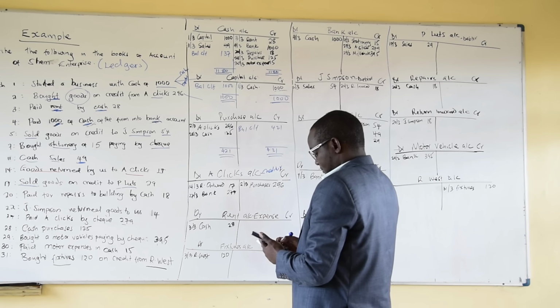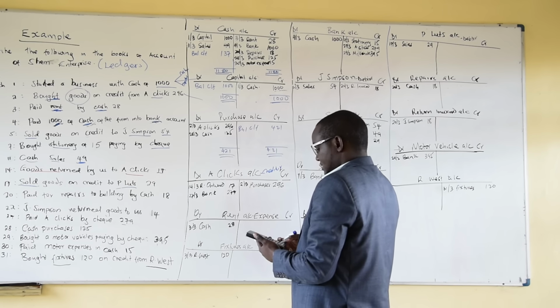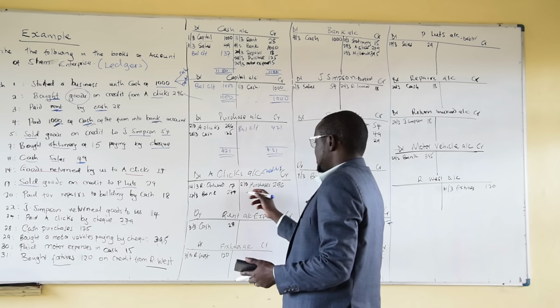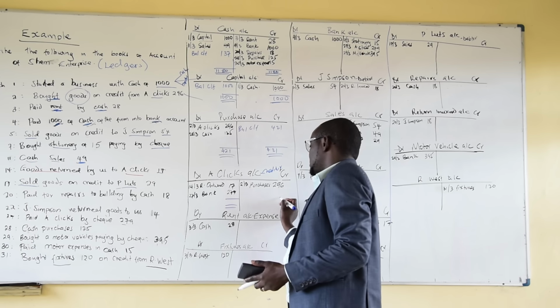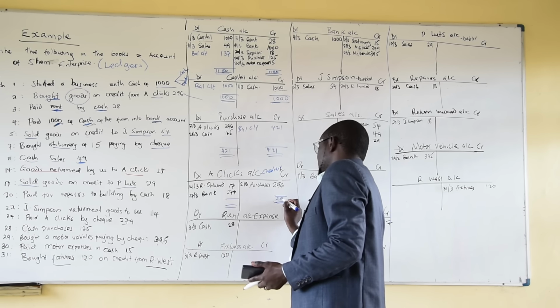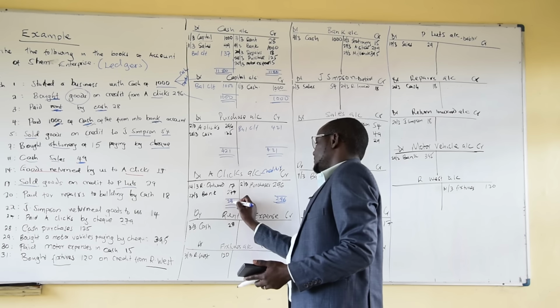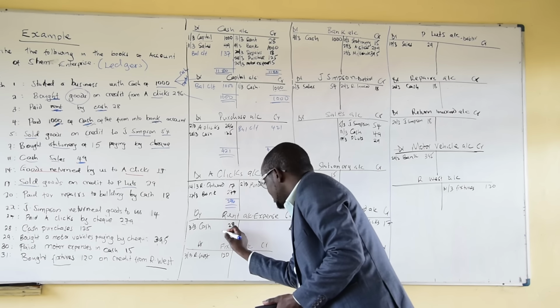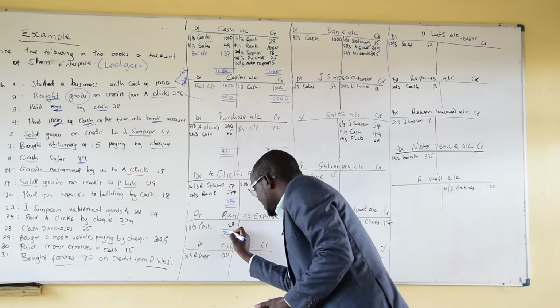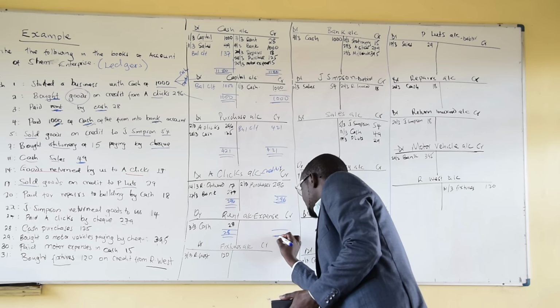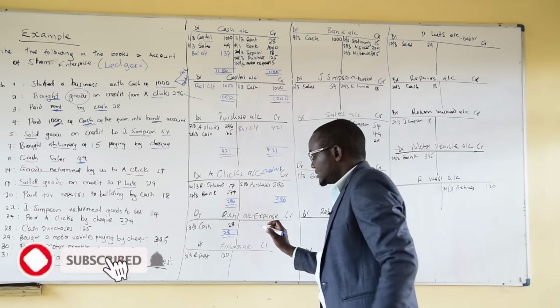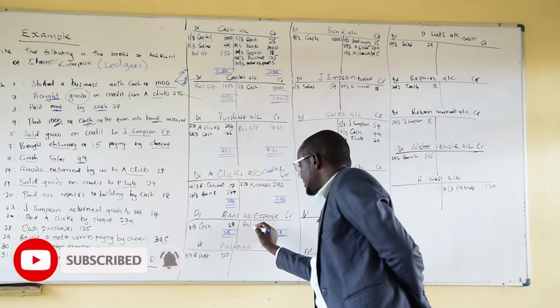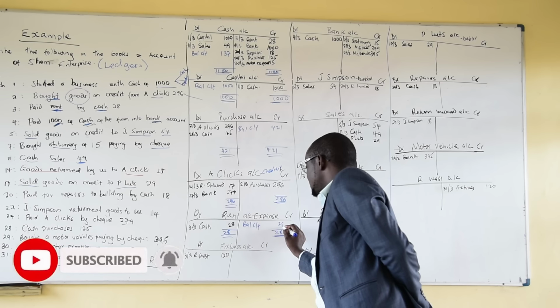279 plus 17. This side is 296, 296. So this account is balanced. It doesn't have a balance carried forward. 96. This account, I need this side to have 28. This side I also need it to have 28 to balance. So I need to add here balance carried forward of 28.